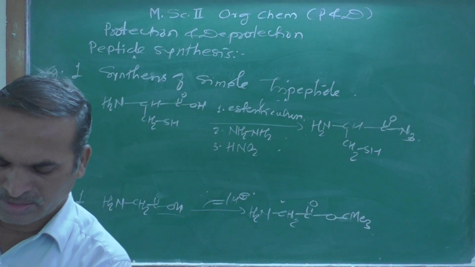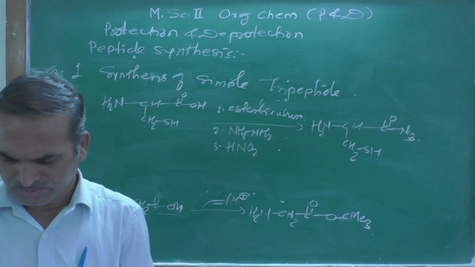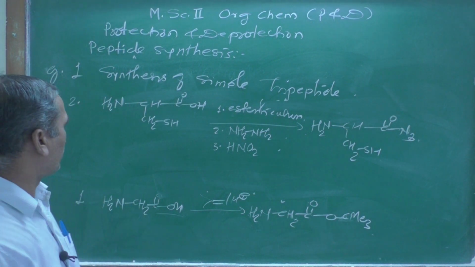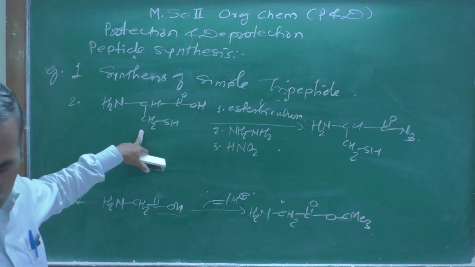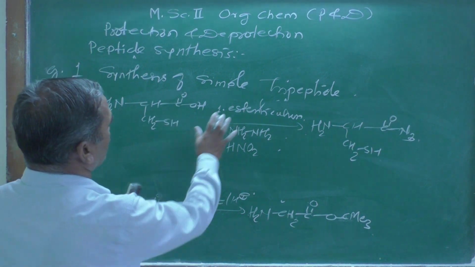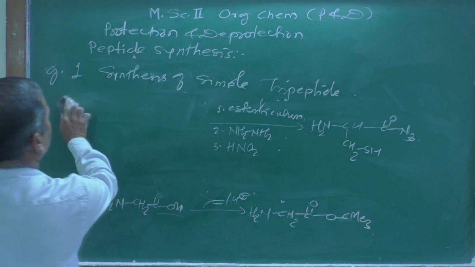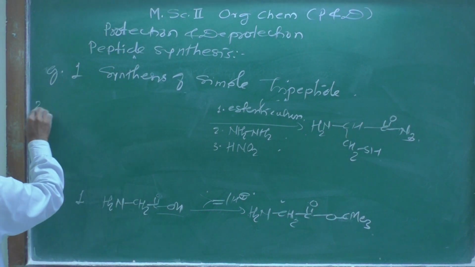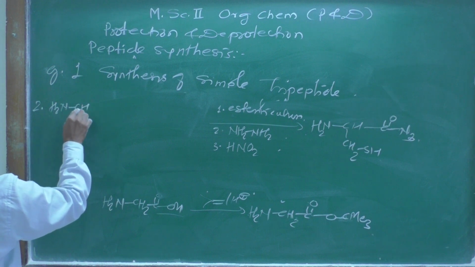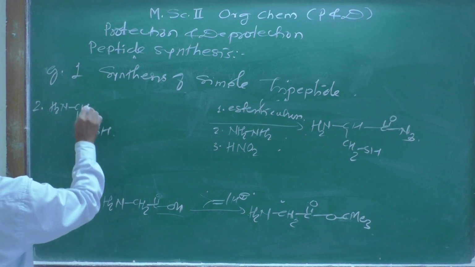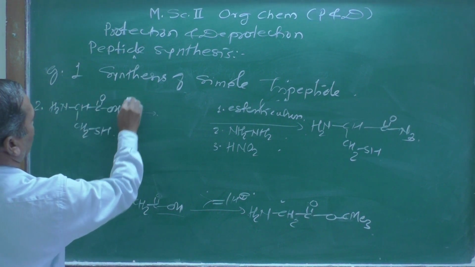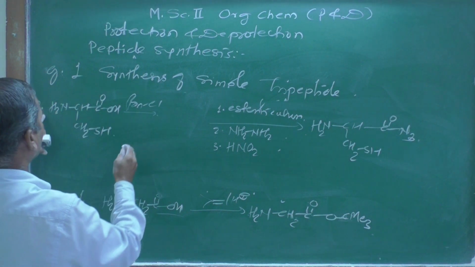Now in the third step, what you are going to get? Before that, before this esterification, in the first step, let us remember here this H2N, then CH, CH2SH, then C double bond OH. First this one is treated with benzyl chloride. What do you get here?